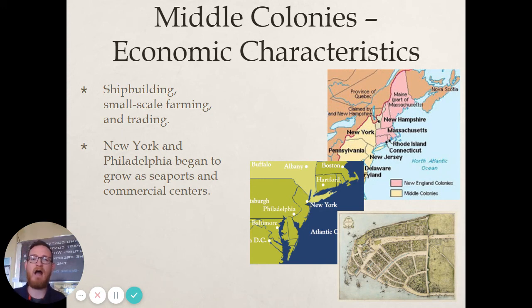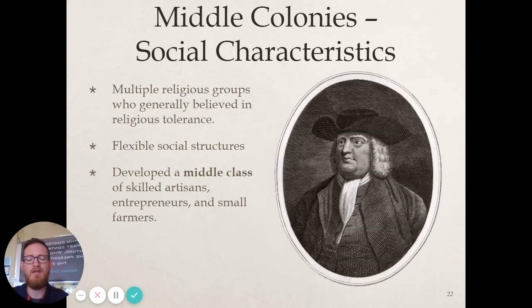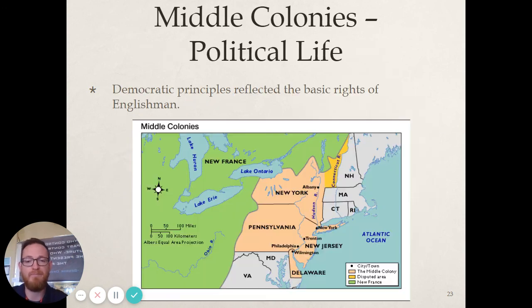And that's why you're going to see the middle colonies as a group as a very diverse area, because you constantly have people coming in and out of those areas due to the seaports. Social characteristics, like I just mentioned, you have multiple religious groups in that area. Generally, most of these religious groups believed in some sort of religious tolerance. They had very flexible social structures. You didn't have that strict social hierarchy like you had here in Virginia between the landowners and then everybody else. And because of that, they were able to develop a middle class of artisans, entrepreneurs, and small farmers. So the middle colonies, as far as the colonies would go, would be the most diverse of them all.